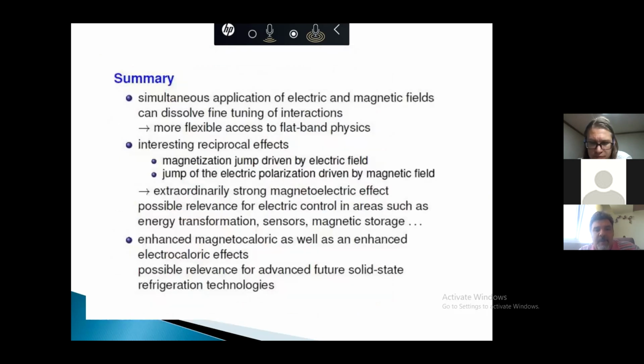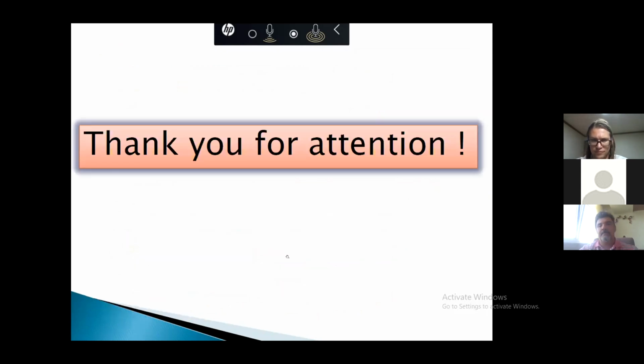The simultaneous application of electric and magnetic fields can dissolve the fine-tuning of interaction. And also we obtained an interesting reciprocal effect: magnetization jump driven by electric field, jump of electric polarization driven by magnetic field, and enhanced magnetocaloric as well as enhanced electrocaloric effects. So thank you very much.